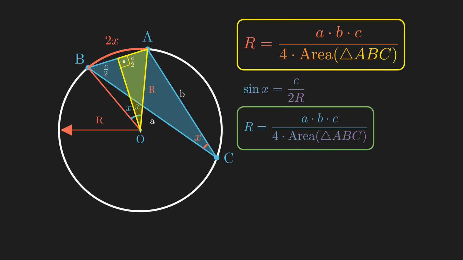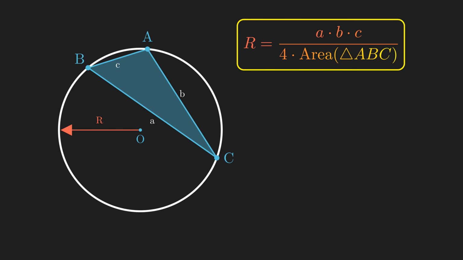Great, now let's solve the original problem. Let's clean up the screen a little. We have one more issue. How do we find the area of the triangle? For this, we will use another very useful theorem, Heron's theorem.